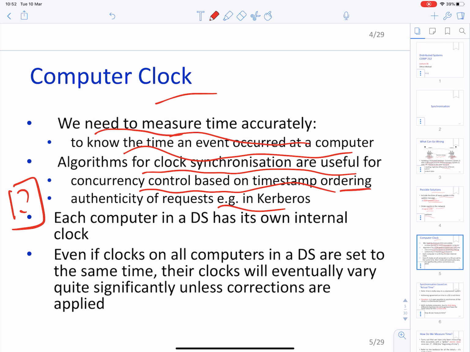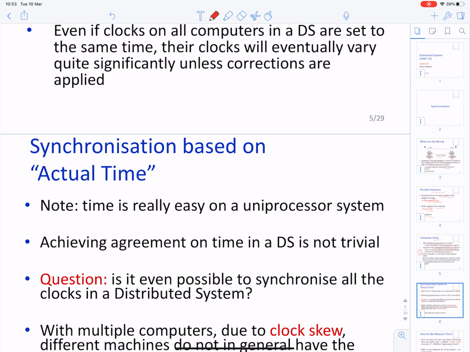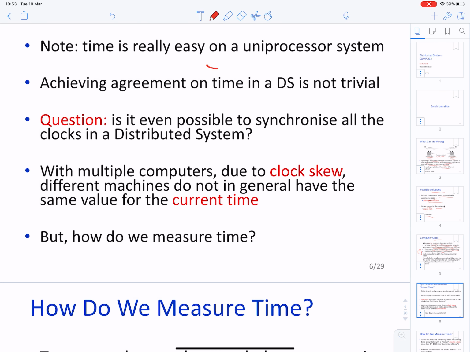Each computer in a distributed system has its own internal clock. Even if clocks on all computers in a distributed system are set to the same time, the clocks will eventually vary significantly unless the correctness is high. Synchronization based on actual time is very easy on a uniprocessor system. Achieving agreement on the time in a distributed system isn't easy.